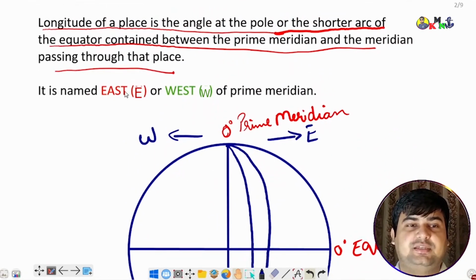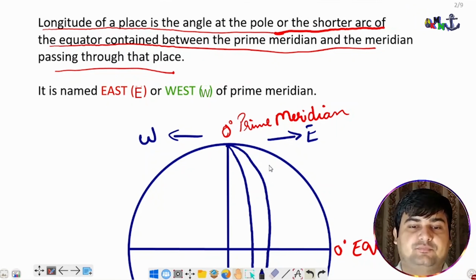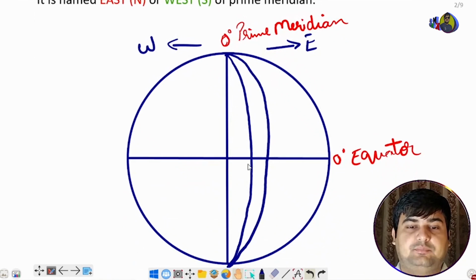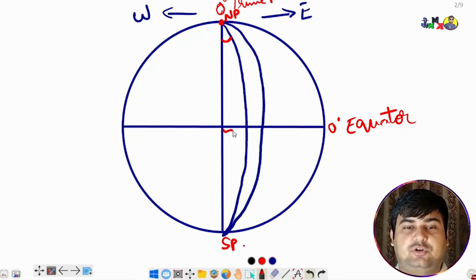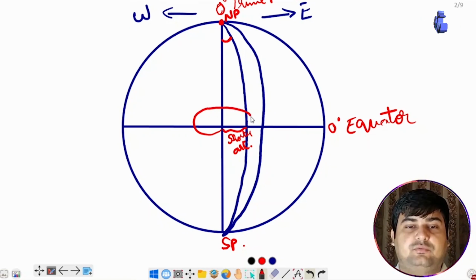Now what the definition is saying, longitude of a place is the angle at the pole or the shorter arc of the equator. So angle at the pole, we can make out that this is north pole, and the one below is south pole. So it is the angle at the pole or the shorter arc of the equator. So there are two arcs now. This is the shorter arc. But if we go from this side and revolve around and come here, this is the longer arc.